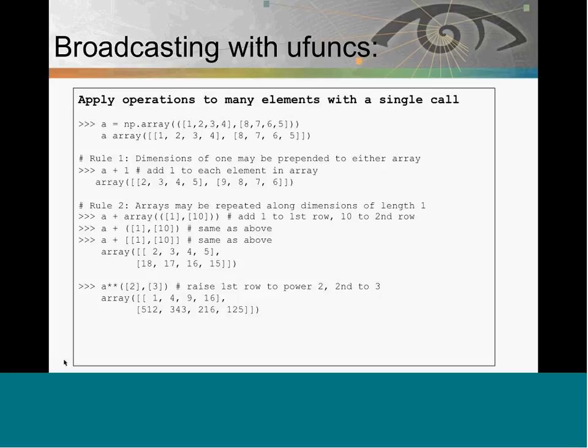Another thing is, you want to add 1 to the first row and 10 to the second row. To do that, you say A plus a bracket with 1 and 10, then a comma and brackets. That way it adds 1 to the first row and 10 to the second row, and you get 2, 3, 4, 5, 18, 17, 16, 15. And there are many other operations. In a similar way, you can raise the first row to the power 2 and the second row to the power 3.